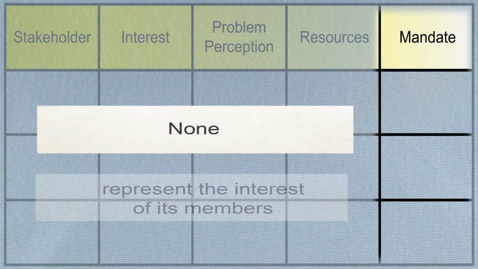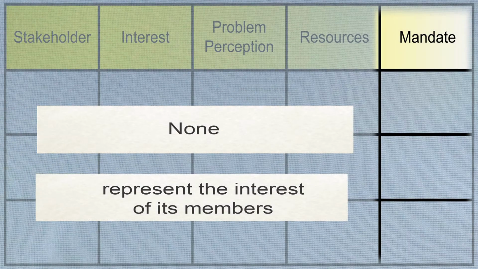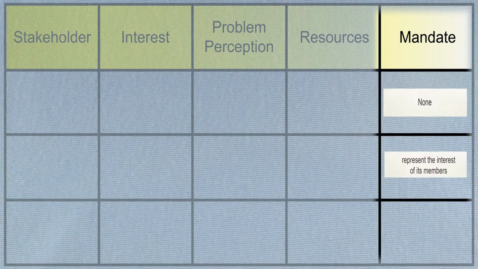Step 7. List the mandates. Mandates are the formal authority that stakeholder groups have to carry out particular functions. Generally, population groups such as low-income groups, farmers, and women do not have mandates. Mandates are under column 5.